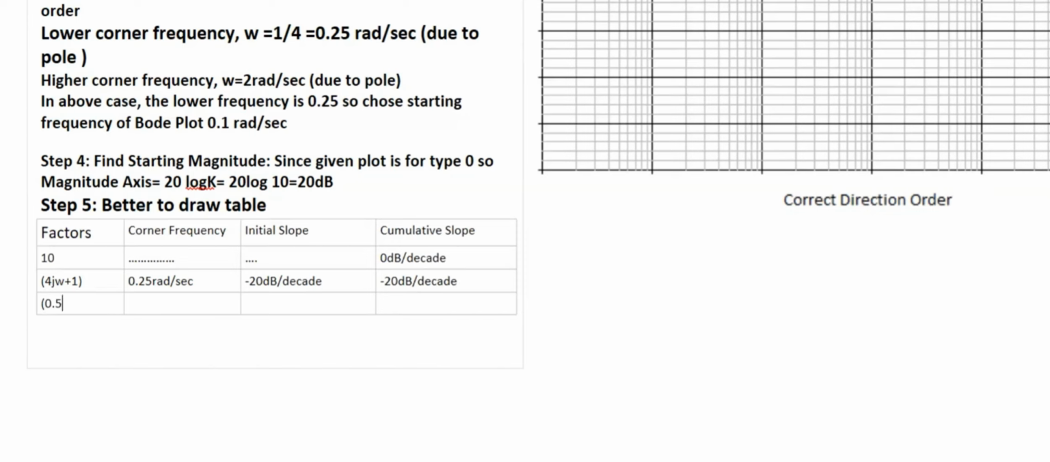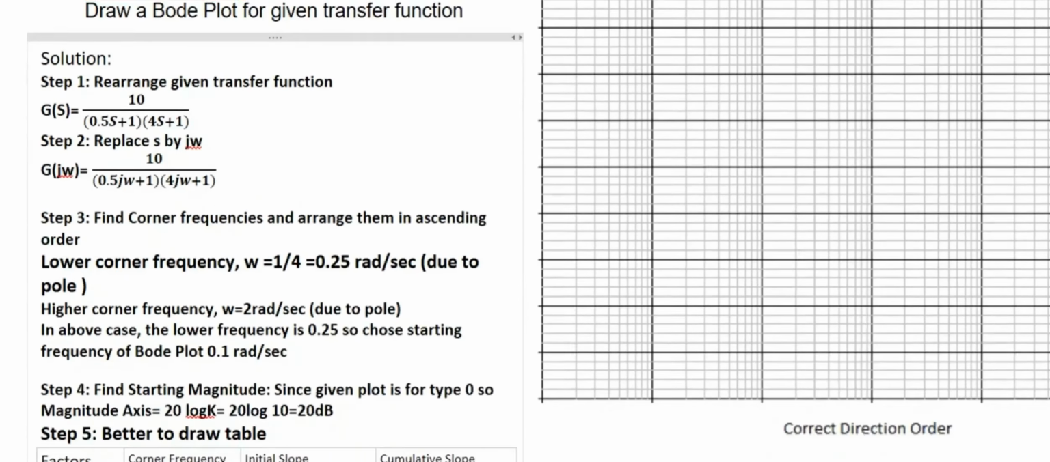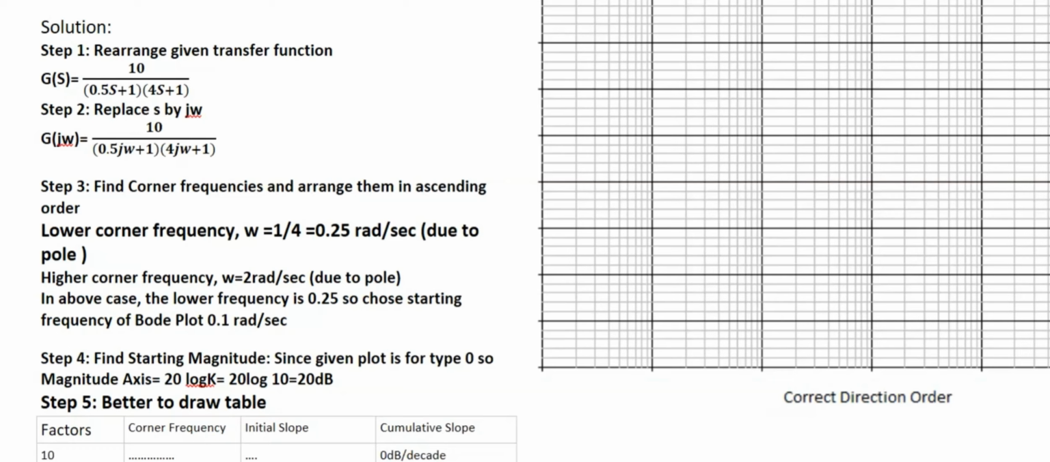At last, our last factor is 0.5 j omega plus 1, whose corner frequency is 2 radian per second. We have placed that in this column, and for the initial slope, since both factors are similar, it's minus 20 dB. We add minus 20 dB of the previous and minus 20 dB, and it will be minus 40 dB per decade.